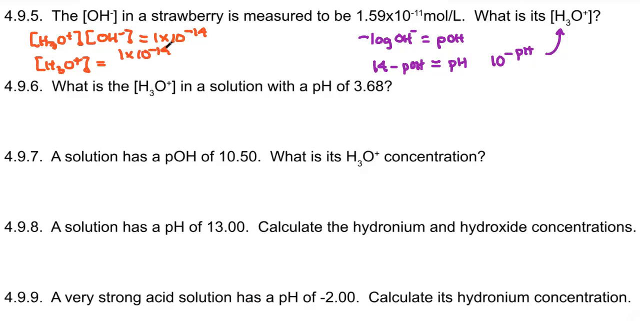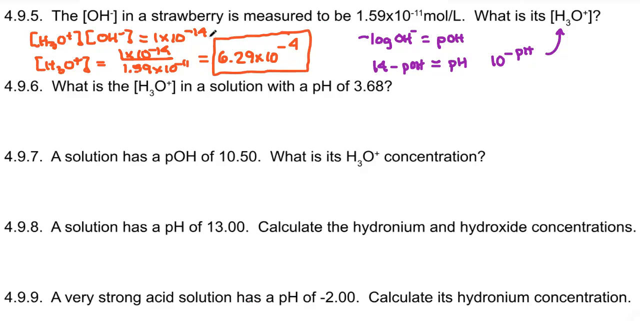minus 14 divided by the OH concentration, in this case 1.59 times 10 to the minus 11. 1 times 10 to the minus 14 divided by 1.59 times 10 to the minus 11 comes out to 6.29 times 10 to the minus 4. That should be it.